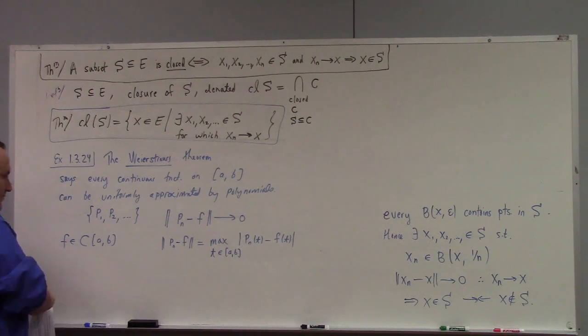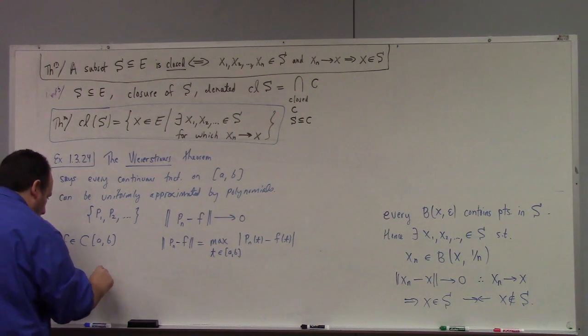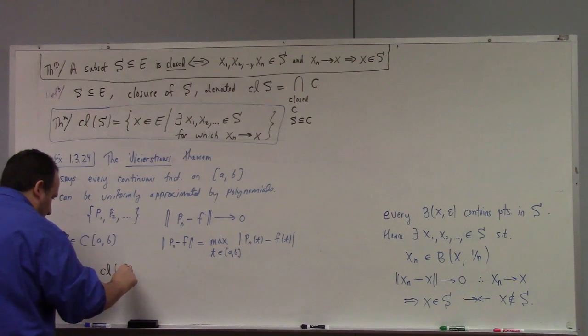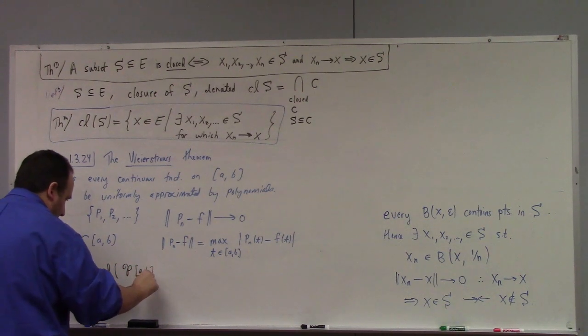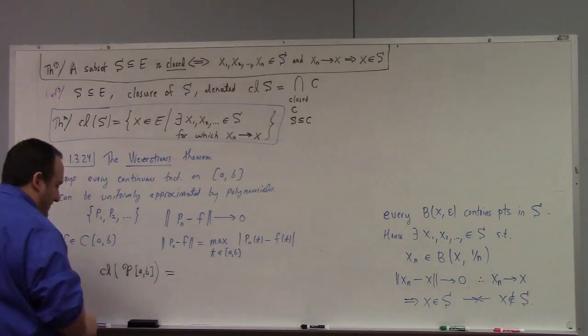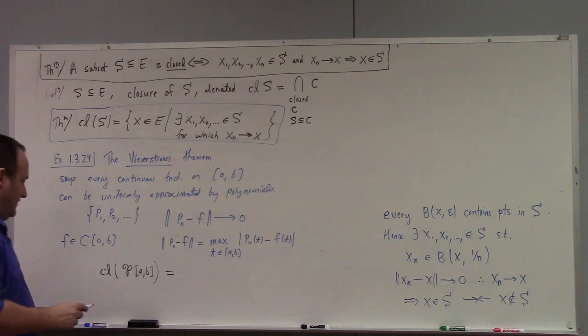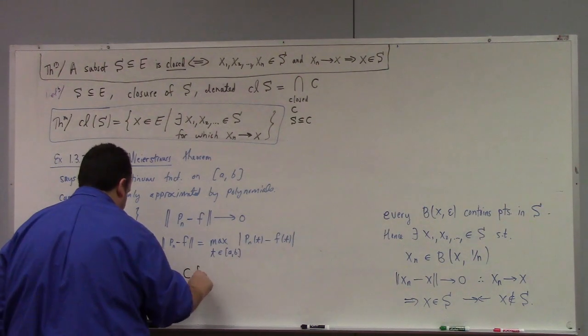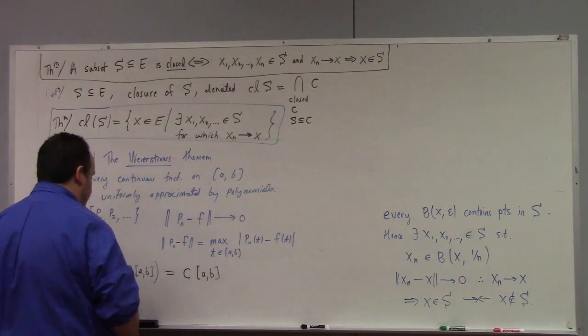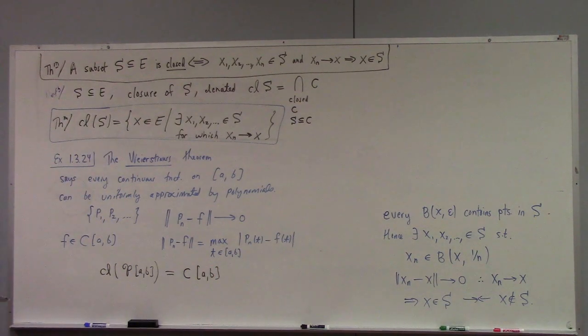is that the closure of the set of polynomials on [a,b], my notation, I just invented it, is in fact the whole kit and caboodle. He just says it in words. The closure of the set of all polynomials on [a,b] is the whole space, continuous functions on [a,b]. This is Weierstrass's theorem.